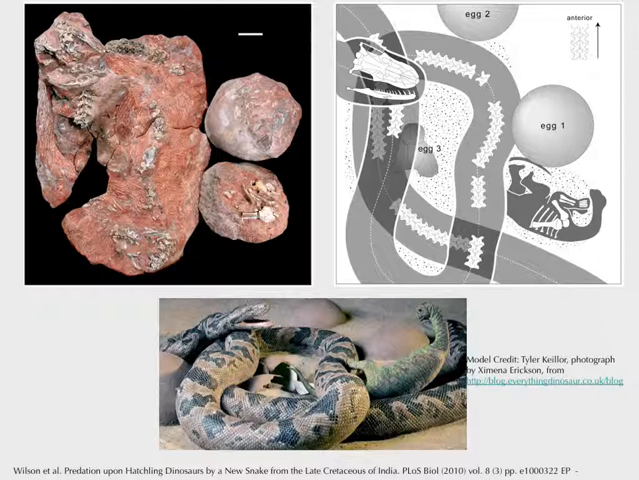That opening slide. How did the boa constrictors eat sauropods? Well, we found a fossil one inside a nest with apparently broken eggs inside it. And also from the sauropod nest.